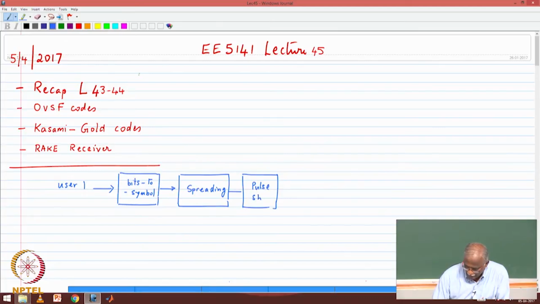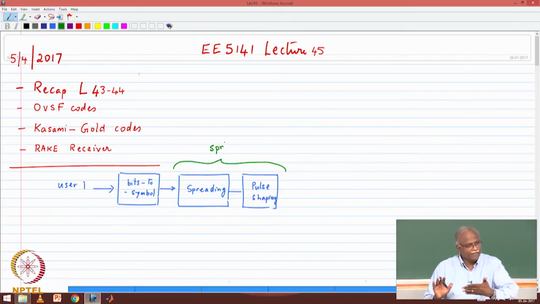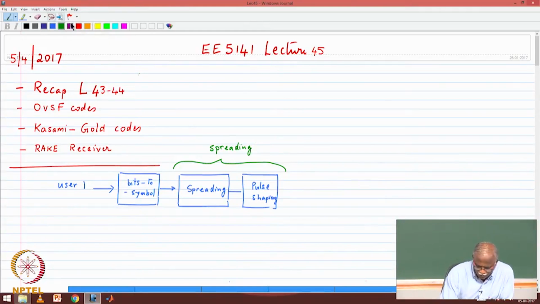We have combined these two operations quite often and referred to them as our spreading operation. There is a bit level spreading and then there is a pulse shaping that is associated with it, so this can also be broadly classified as the spreading process. At this point our signal will enter the channel.